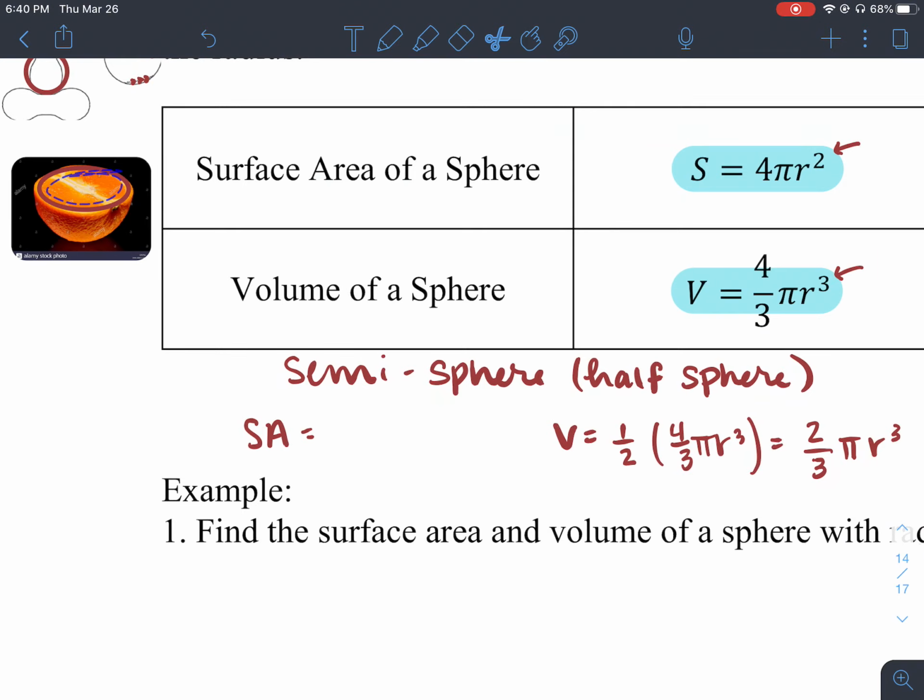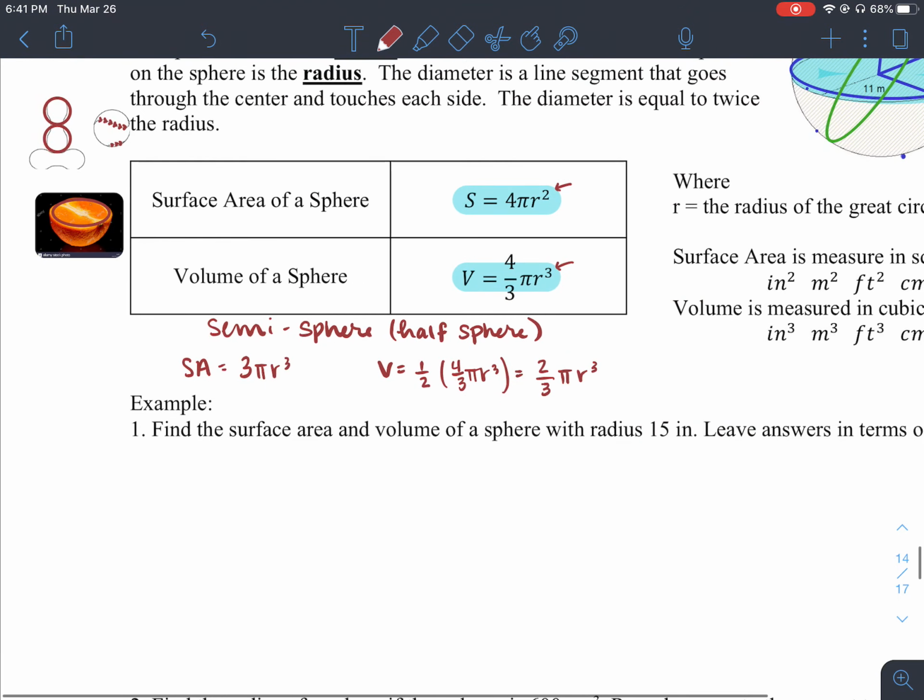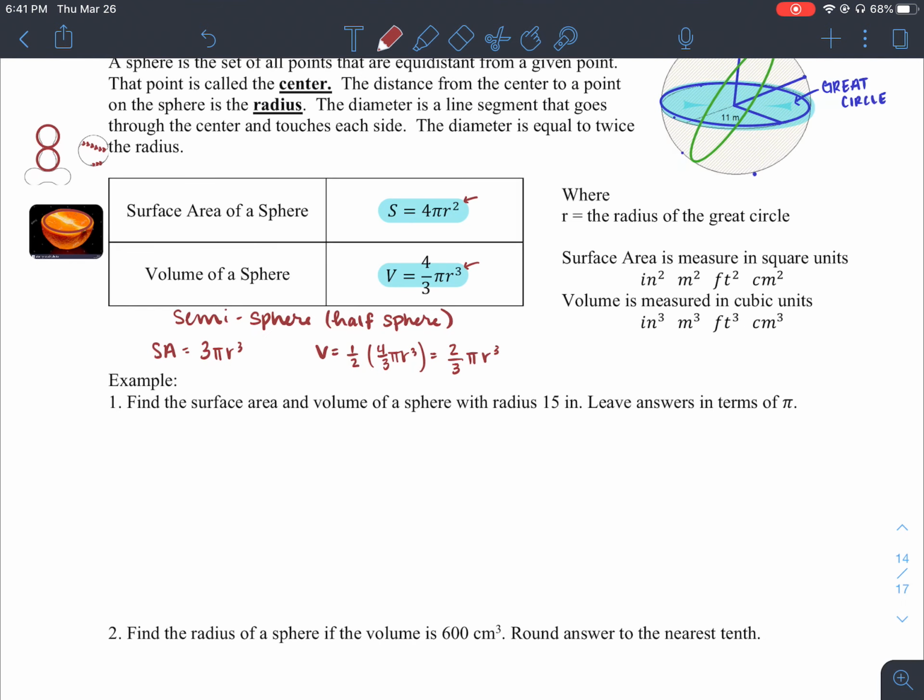So when I do the surface area for a semisphere, I need half the original surface area. I need half that peel. So I need 2 of my great circles. But now I have this exposed side, which is another circle. So altogether, my surface area is 3 pi r squared, 3 of those great circles. So again, you probably won't see many of these. Most likely you'll see them either as a composite figure, or you might see one on IXL, but I just want you to have those formulas in case you do need them.